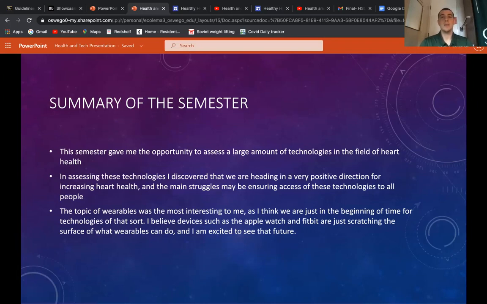The most interesting topic to me was wearables, as I feel this is just the beginning of the incorporation of technologies just being worn all day to give people information on their health. I think it's unbelievable that we could wear something on our wrist all day and have such an immense amount of data about our heart health. And I think this is only the beginning for technologies like that. And I'm excited to see where the future goes for that.